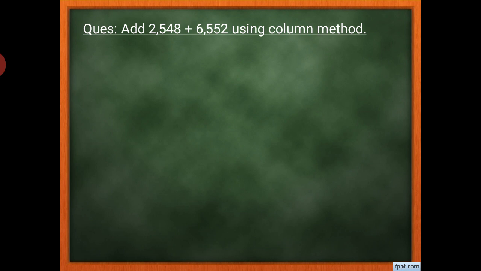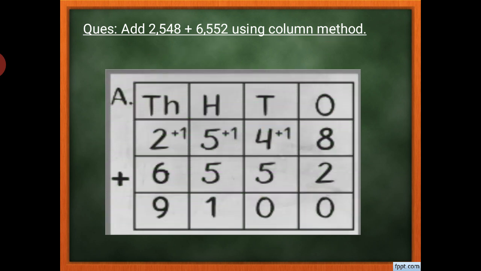Then another example: add 2548 plus 6552 using the column method. So let's see how we can do it. Again we arrange the numbers according to their places. Then beginning from ones, 8 plus 2 is 10. So 0 I'll write here and 1 will be a carry.